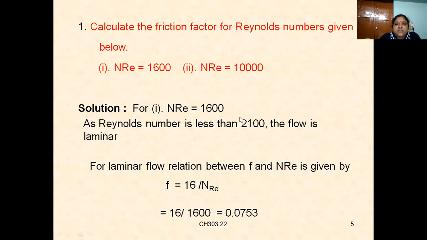When the Reynolds number value is less than 2100, the flow is laminar. So in this problem, NRe is given as 1600, which is less than 2100, and the flow is laminar. For laminar flow, the relation between f and NRe is given by f is equal to 16 by NRe. Substitute the value of NRe and you will get the value of f. You should compulsorily remember this relation between the fluid friction factor and Reynolds number: when the flow is laminar, f is equal to 16 by NRe.